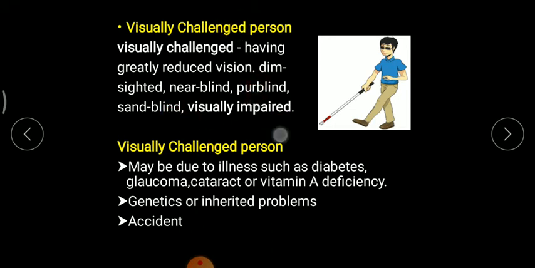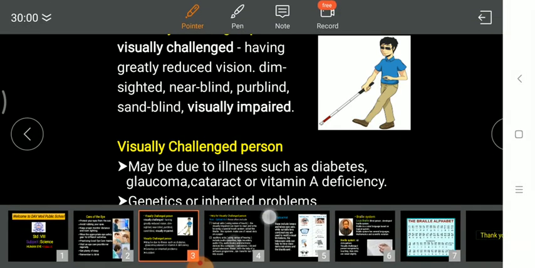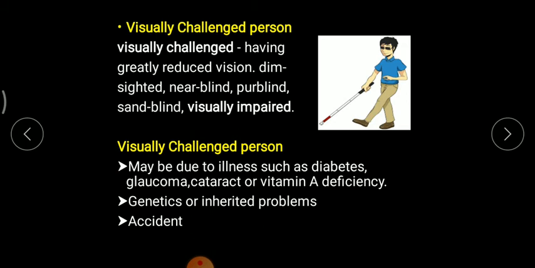Why do visually challenged persons arise? Maybe because of illness, as there are certain diseases they might be suffering from, like glaucoma, cataract, and deficiency of vitamin A. If these sorts of diseases are there, the person will have eye defects. There are also genetic and inherited problems. There might be some problem in their genes because of which they are not able to see, and some inherited problems in their bodies. And some visually challenged persons are so due to accidents, because of which they are not able to see.